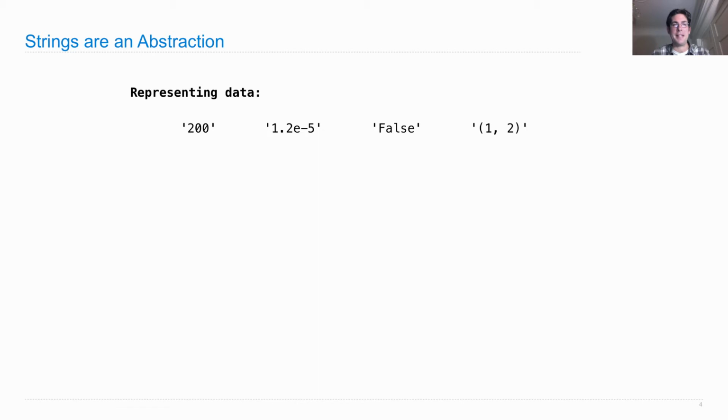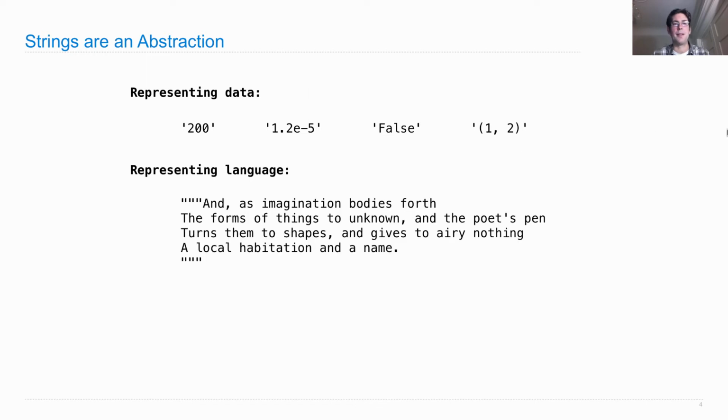So we can represent data using text. Here I've represented some numbers, a tuple, and a Boolean value, all just with some strings of letters and numbers and punctuation. We can also represent language. And here's a quote that I like from Shakespeare, because I really think he's talking about abstraction. "And as imagination bodies forth the forms of things unknown, and the poet's pen turns them to shapes and gives to airy nothing a local habitation and a name." Love it.